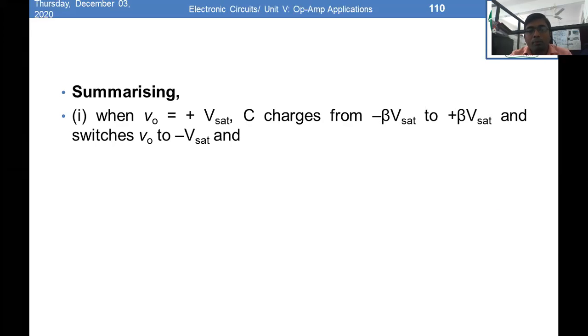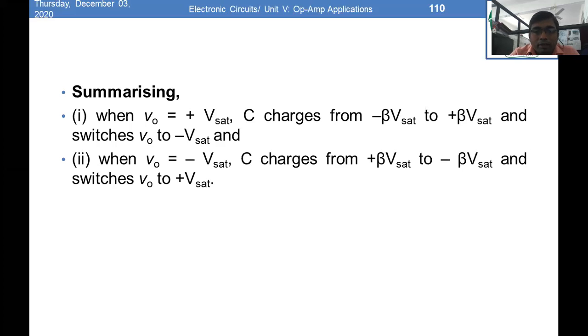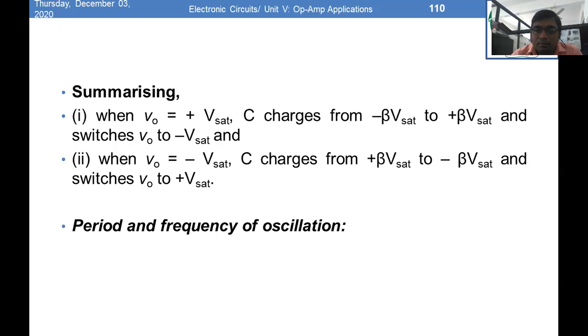So we can summarize the operation in 2 points. First of all, when the output initial condition is plus Vset, the capacitor C charges from minus beta Vset to plus beta Vset, and the output switches from plus Vset to minus Vset. Second case, when output is at minus Vset, the capacitor charges from plus beta Vset to minus beta Vset, and it switches the output from minus Vset to plus Vset. So in this way, switching happens.